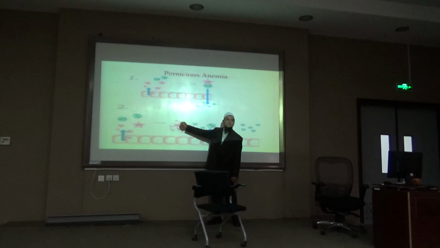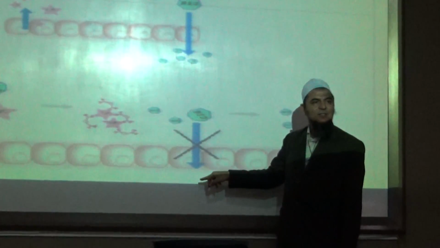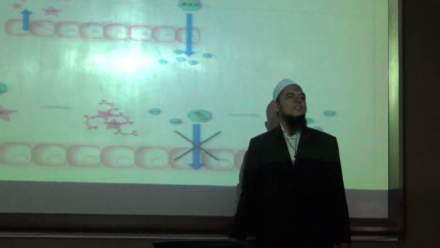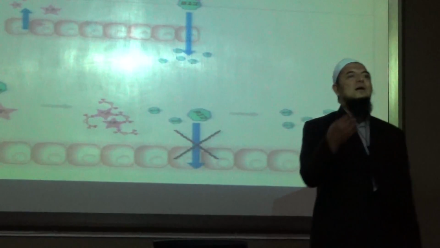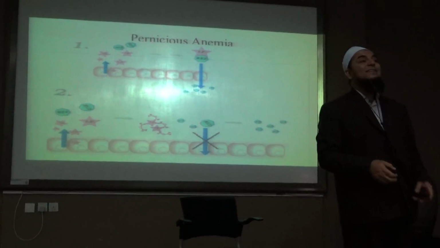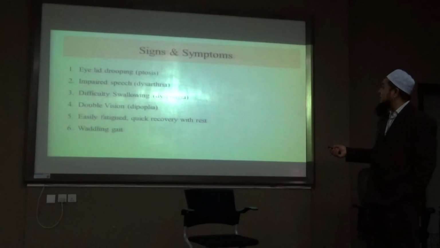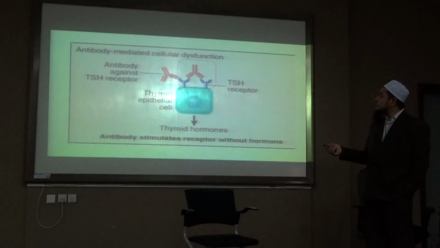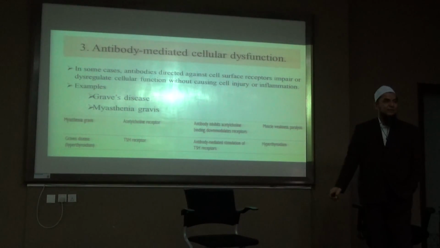Antibodies catch the intrinsic factor. When they catch the intrinsic factor, the B12 doesn't go inside. When the B12 doesn't go inside, there will be no maturation of the RBC. There will be megaloblastic anemia. This situation is called pernicious anemia. So it is antibody-dependent cellular dysfunction.